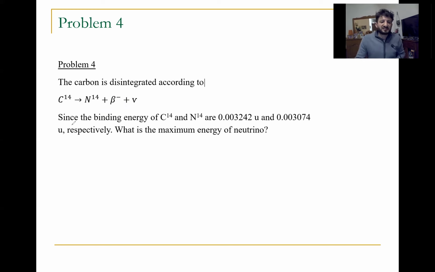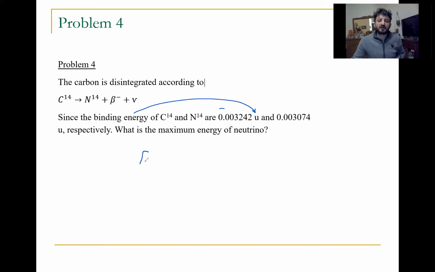Anyway, since the binding energy of carbon and nitrogen equals 0.003242 U and 0.003074 U respectively. What is the maximum energy of neutrino? Before solving the problem, let me explain one point. Here, for example, I give you the binding energy in the atomic mass unit. Here, it's very important.